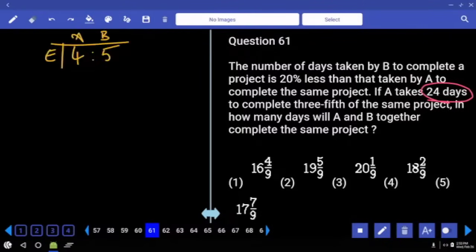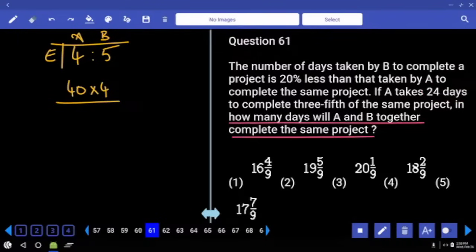That means A can complete the total work in 40 days, where A's efficiency is 4. Time multiplied by efficiency is total work. Now, in how many days will A and B together complete the work? A and B together do how many parts? 160 by 9, 17 and 7 by 9. There is only one option.